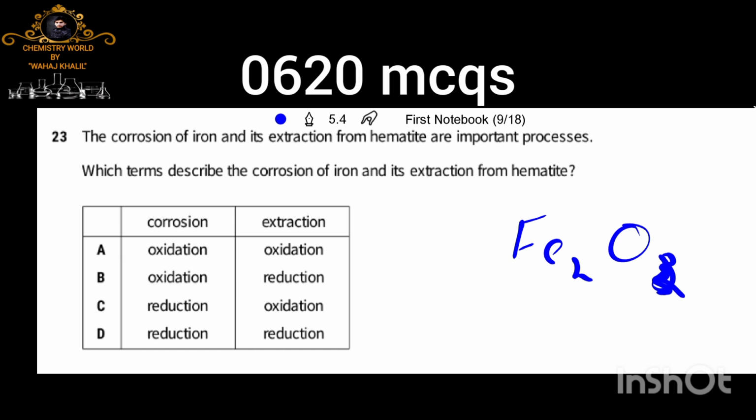Which terms describe the corrosion of metal and its extraction from hematite? For the corrosion, oxidation occurs as the metal corrodes. Oxidation for the corrosion, and for extraction, it is a reduction. It is the gain of electrons by the metal to become a separate species. So option B is the right one.